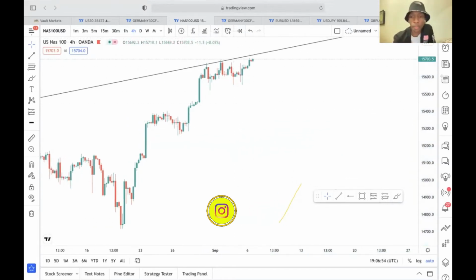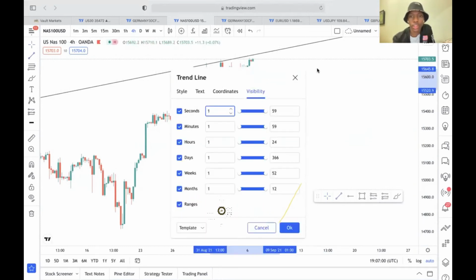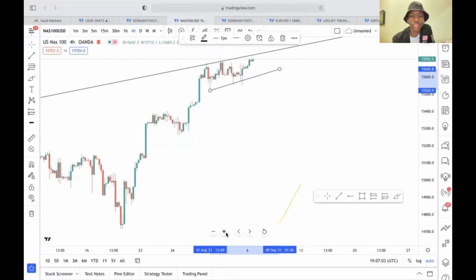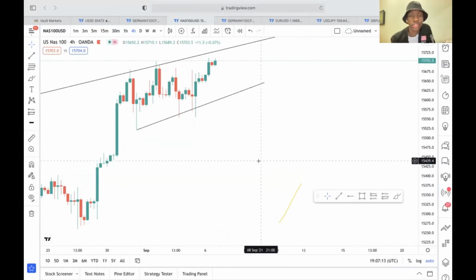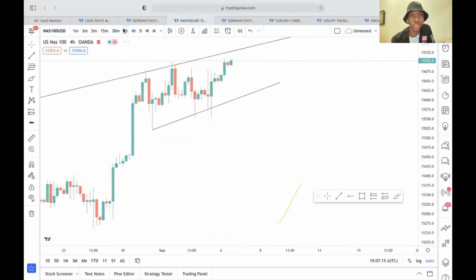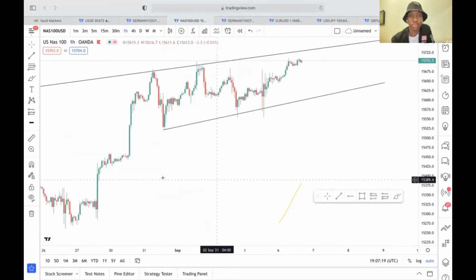So looking at it now, H4, we can connect our lower lows just like that. Right. So I just think that Nasdaq is forming a pattern within the pattern. Because the reason I say that is because, let me show you. Let me go to H1 and you'll see what I mean. So this thing actually is supposed to be dropping.